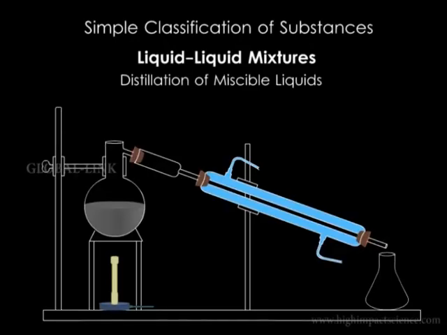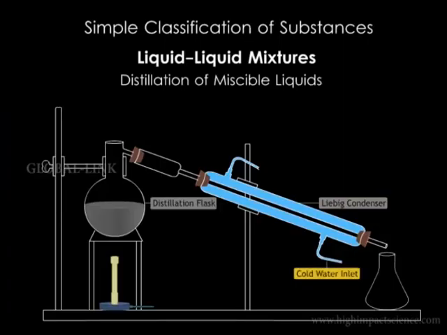Miscible liquids can also be separated by distillation, provided they have a huge difference in their boiling points. For example, a mixture of water and acetone. The mixture is placed in a distillation flask. The neck tube is attached to a Liebig condenser, which is a long glass tube within a glass jacket with an inlet and an outlet for water.